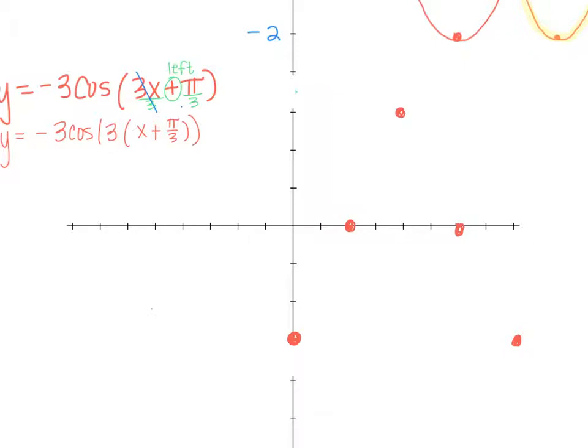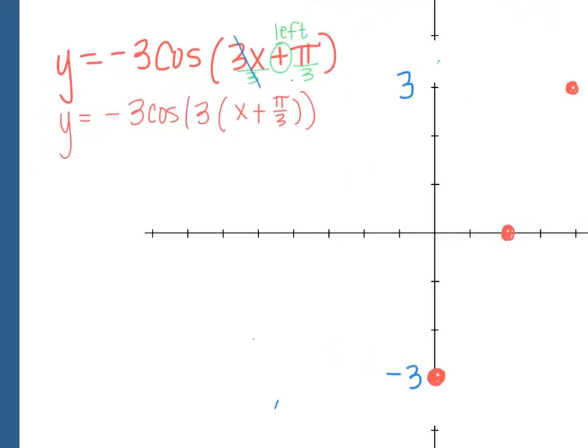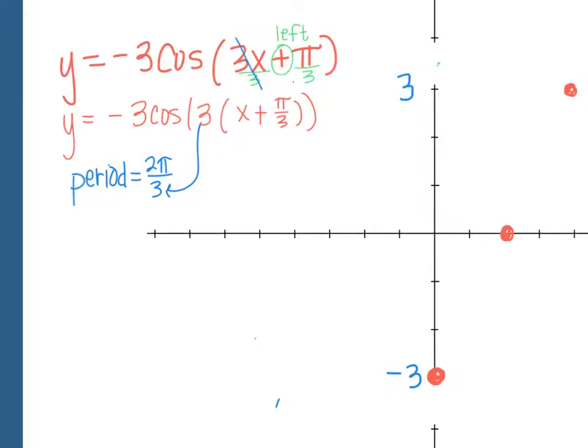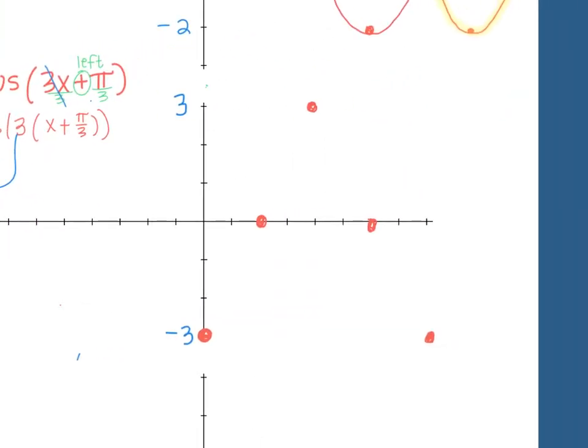Then I'm ready for my scale. My scale will be -3 to 3. On my x-axis, I'll have to figure out my period. And so my period is 2 pi divided by that number 3 that we took out right there. And so 2/3 pi is the end of my cycle.